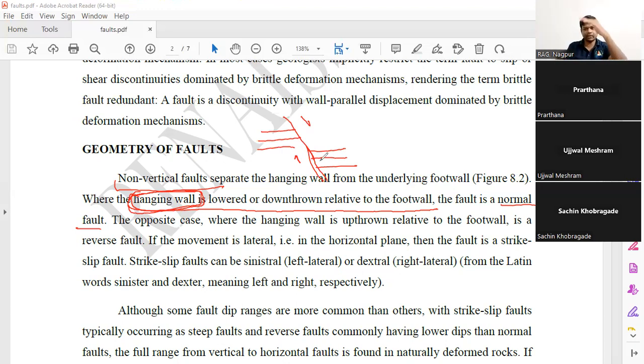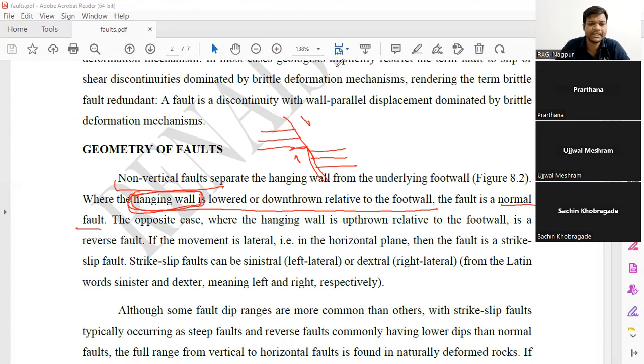Now it is not necessarily that the hanging wall is going down. There are endless possibilities. It might be that the hanging wall is steady and the footwall has moved up. This may be possible. Or both the walls have gone down, but the hanging wall has gone more downwards. So these kinds of possibilities are present.